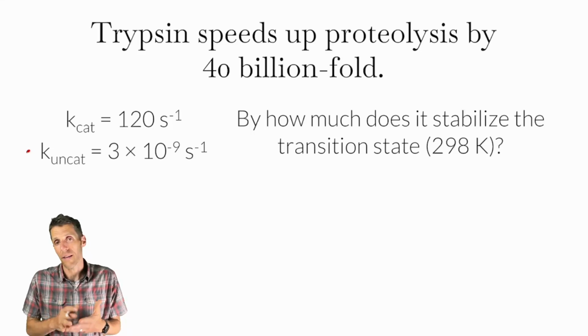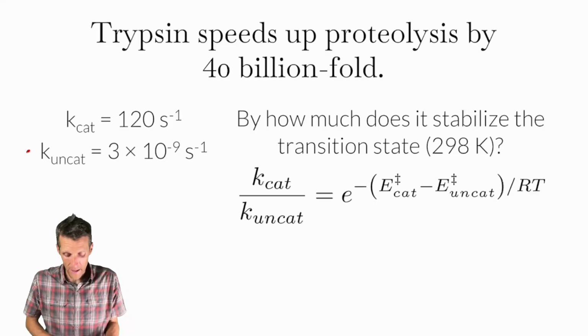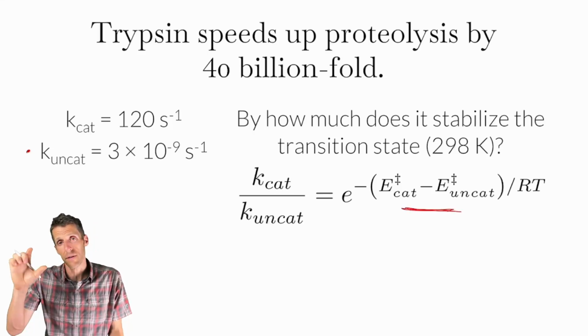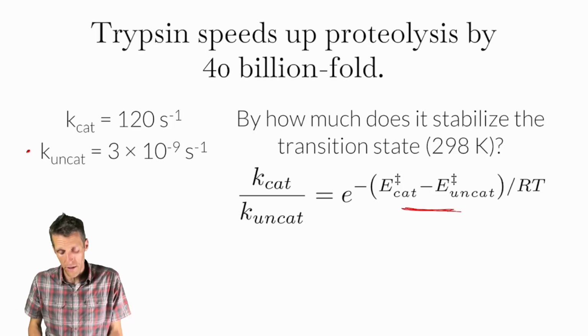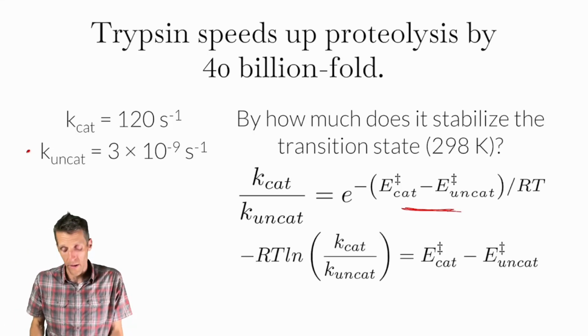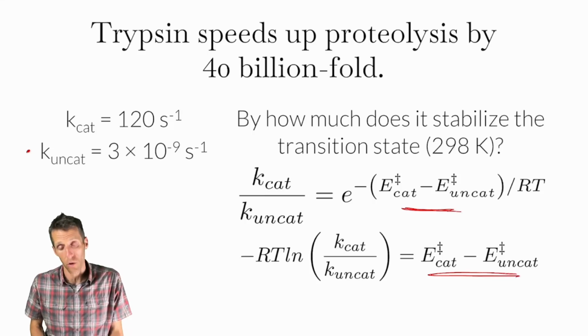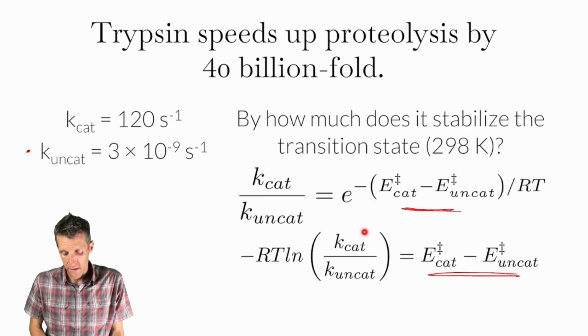Assuming you paused, and now we're back, I'm going to do the math. The basic relationship is that the catalyzed rate over the uncatalyzed rate is given by this ratio. That ratio is related to the difference in the activation energy of the two reactions. You can rearrange this to say the difference in these reaction energies is just minus RT log of the ratio of the rates. I just did some log rules and some division.